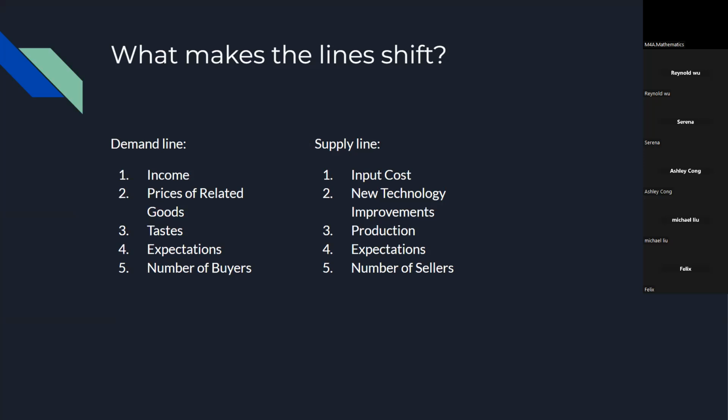Number 4, same thing for number 4 as the demand line, expectations. If sellers are going to expect this pencil is going to be really popular very, very soon, they're going to make more of it so that people can buy it. Number 5, obviously, again, number of sellers. If there are more people selling it, then there's more supply.